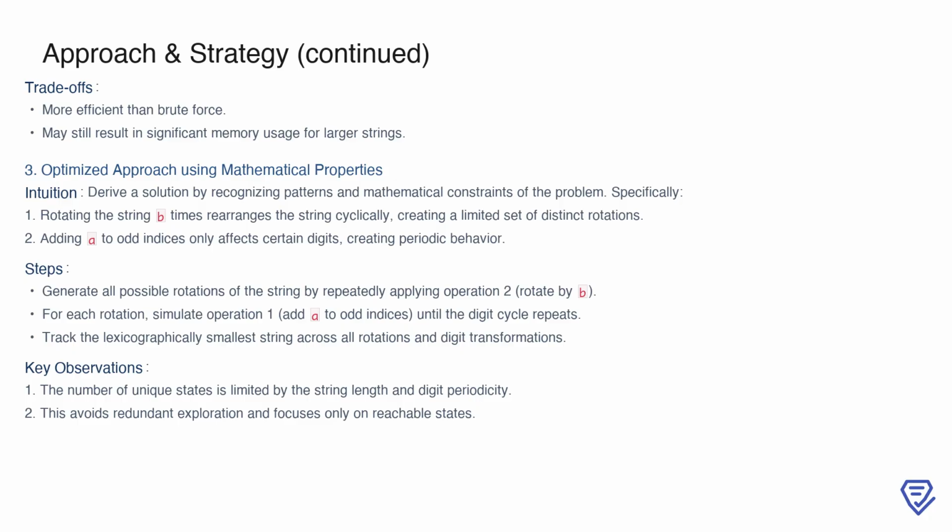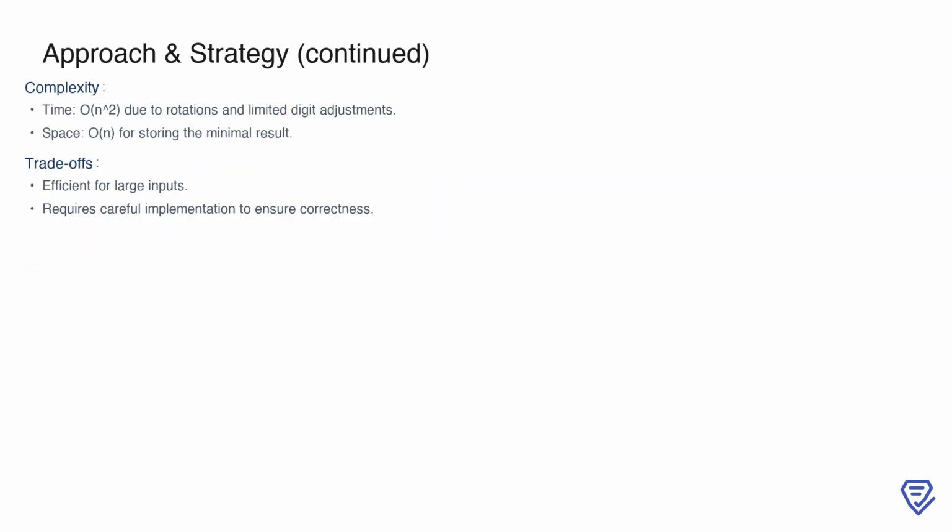Using these insights, we can systematically generate all distinct rotations of the string and, for each rotation, simulate the digit modifications until they cycle back to their initial configuration. This allows us to focus only on reachable and unique states, directly identifying the lexicographically smallest string without redundantly exploring the entire state space. By combining these mathematical insights, we can achieve a more efficient solution. The mathematical approach, while efficient, requires careful implementation to ensure correctness. Rotations and digit adjustments must be handled systematically to avoid missing any potential states.